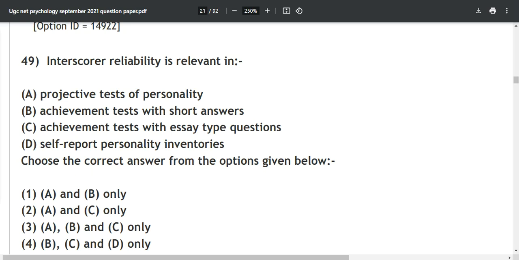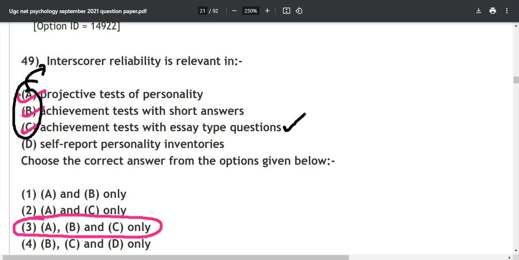Now, projective test of personality, achievement test with short answers, and achievement test with essay type questions. One, two, three. In these three, we will use inter-scorer reliability. It is a simple, basic, common sense question. The correct answer is your option number three. A, B, C: in three of these, you will use inter-scorer reliability.